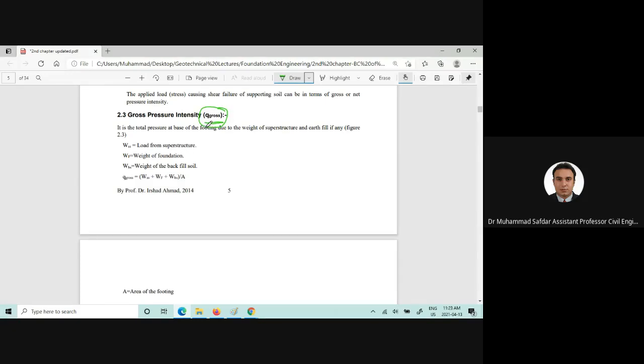Now the Q gross is the total pressure at the base. For example, if this is the foundation here, it's the load applied from the weight of the superstructure, the weight of the foundation, and also the backfill soil which is placed on top of this footing.